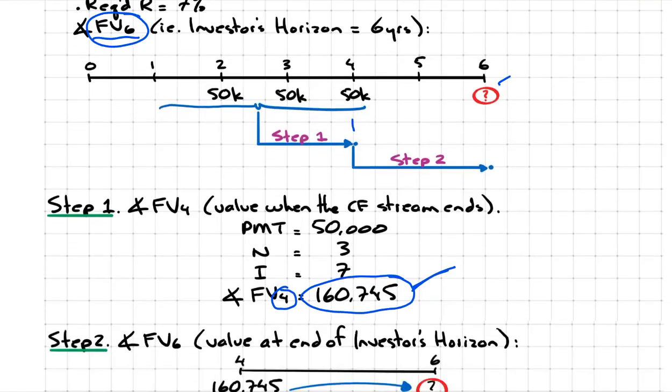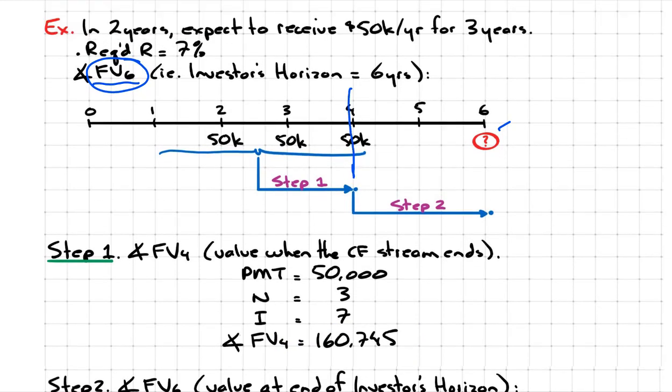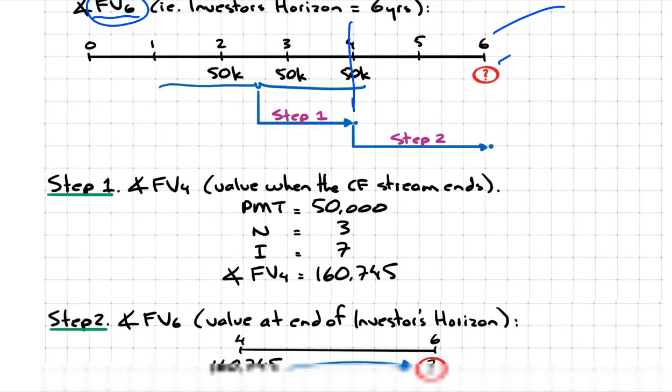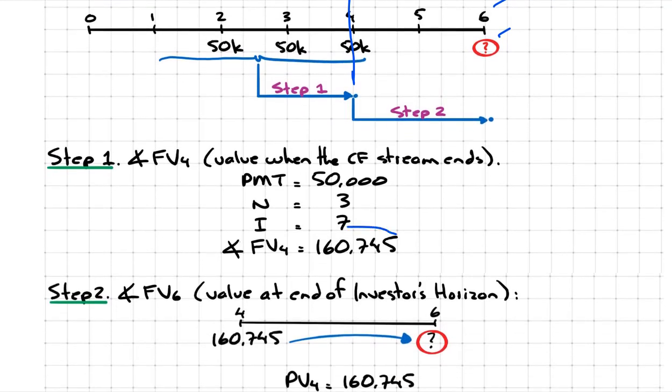Ladies and gentlemen, we have to remember the investor's horizon does not always coincide with the investment's horizon. The investment stops paying cash flows at t = 4, but the investor's horizon is at t = 6. So the question says, well, how much will it be worth when the investor is ready to cash out her entire account? So what we have to do now is we have to take this 160,000, which represents the value at this point in time, and then bring it forward 2 more periods. And that's exactly what we do in step 2.